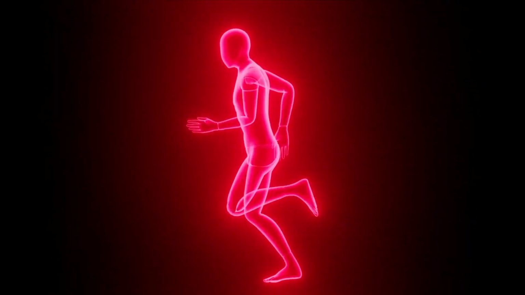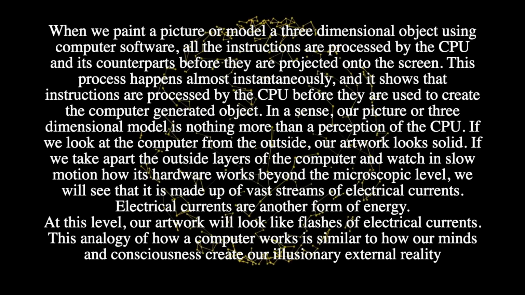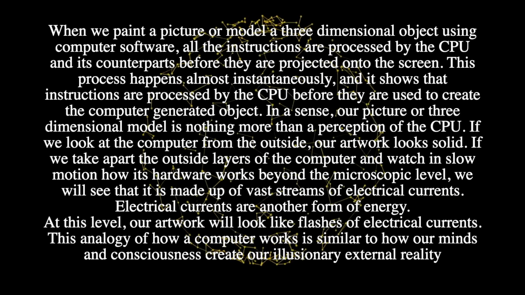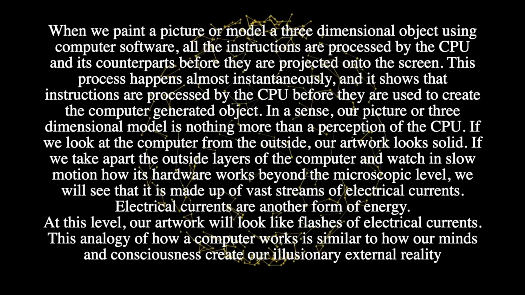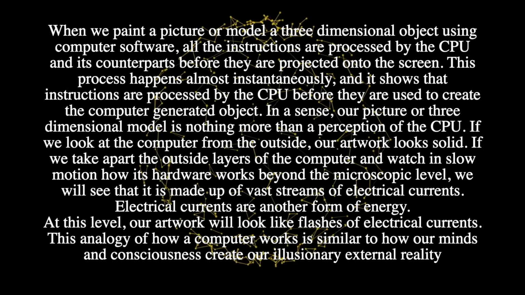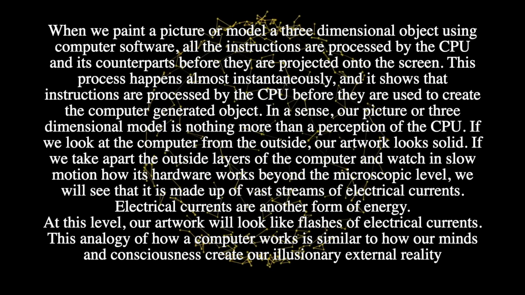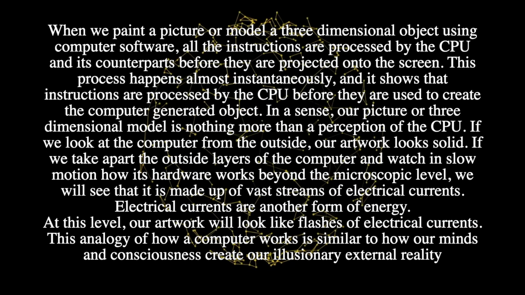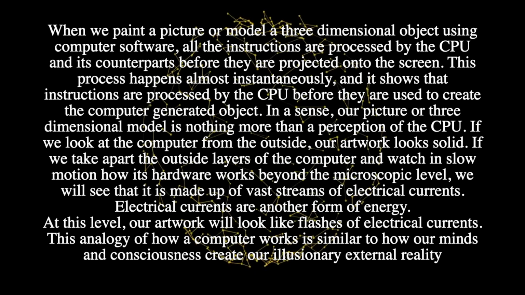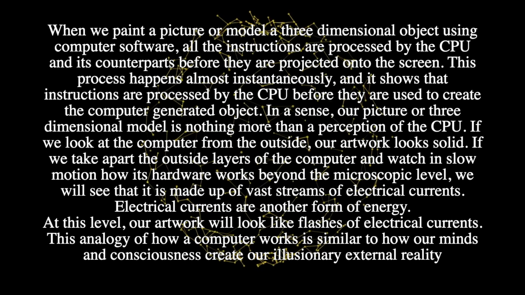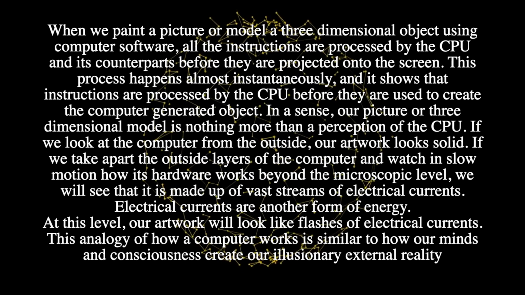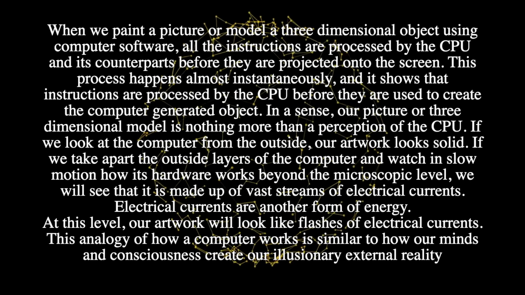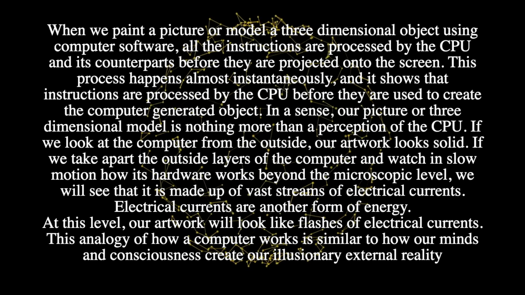Another excerpt from this article claims that when we paint a picture or model a three-dimensional object using computer software, all the instructions are processed by the CPU and its counterparts before they are projected onto the screen. This process happens almost instantaneously, and it shows that instructions are processed by the CPU before they are used to create the computer-generated object. In a sense, our picture or three-dimensional model is nothing more than a perception of the CPU. If we look at the computer from the outside, our artwork looks solid.